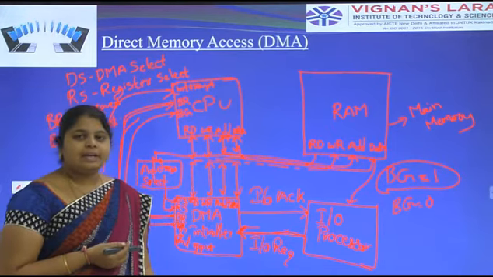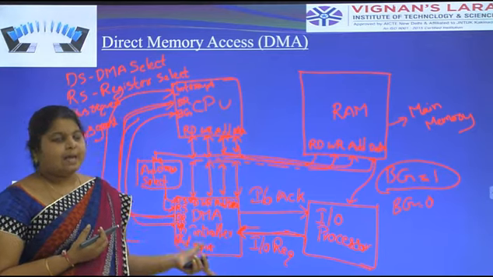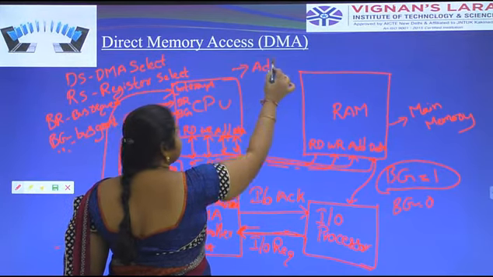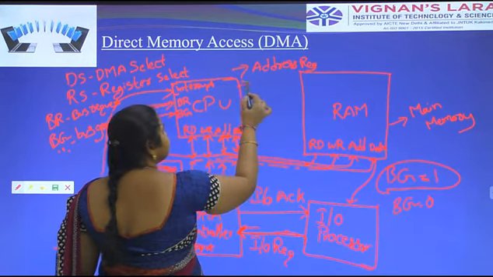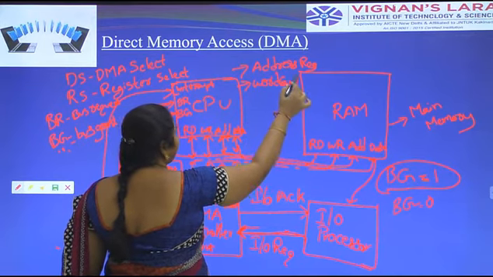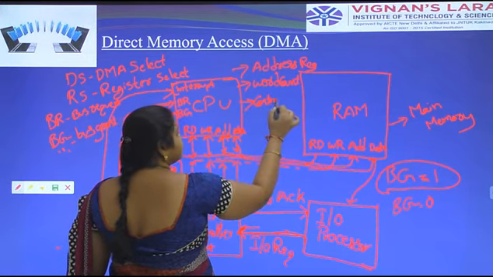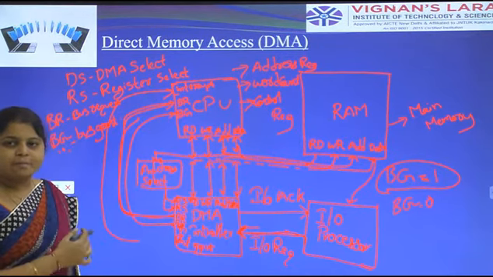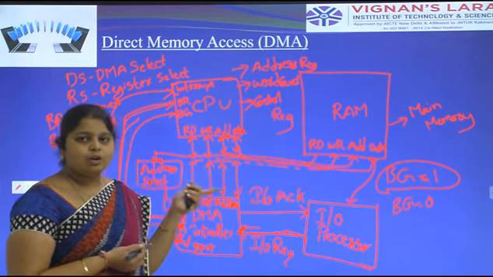Here we have three types of registers in the DMA controller. First one is the address register. Second one is the word count register. Third one is the control register. So in direct memory access we have three types of registers: the address register, the word count, and the control register.